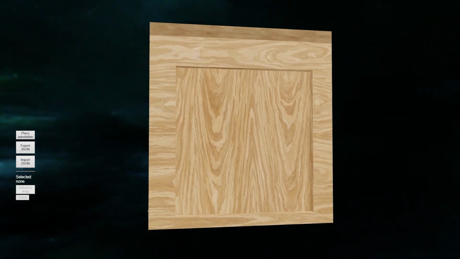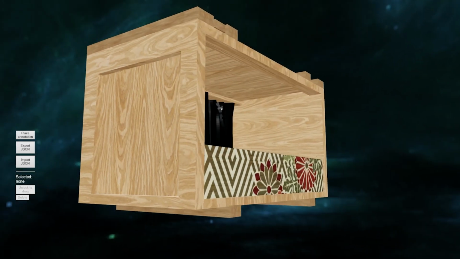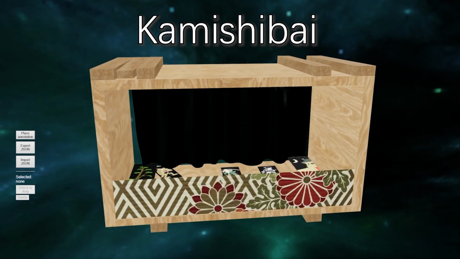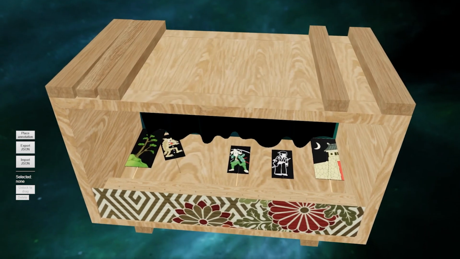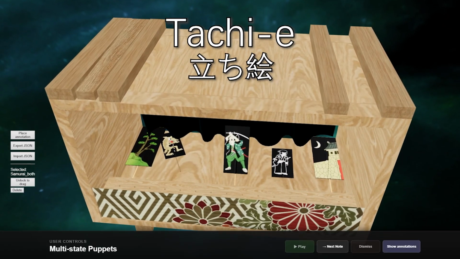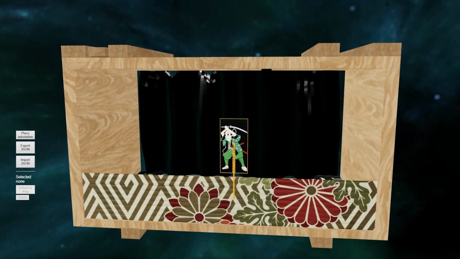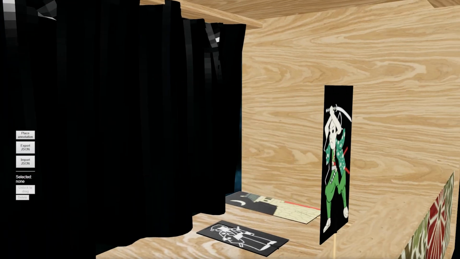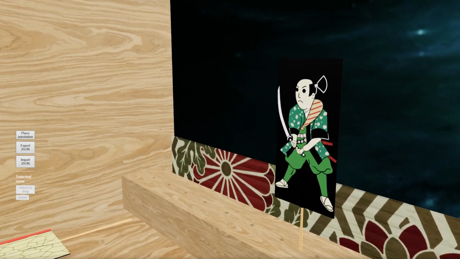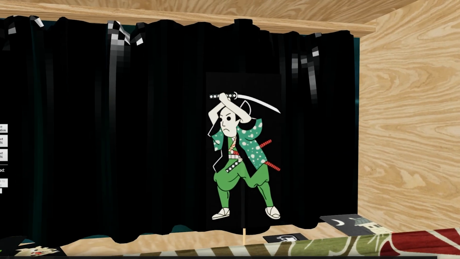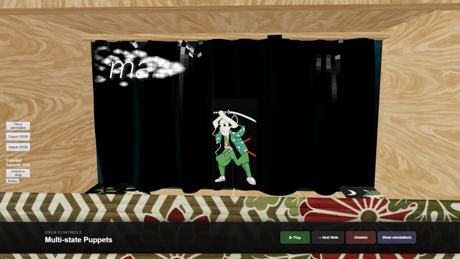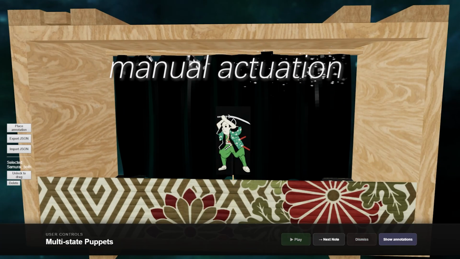This is a 3D model I prepared of one type of kamishibai, or Japanese paper theater. This type is called Tachi-e, or standing pictures kamishibai. It used these paper puppets that had one state of motion drawn in the front and another state of motion at the back. By rotating the puppets, they could produce simple animation or manual actuation if you prefer.